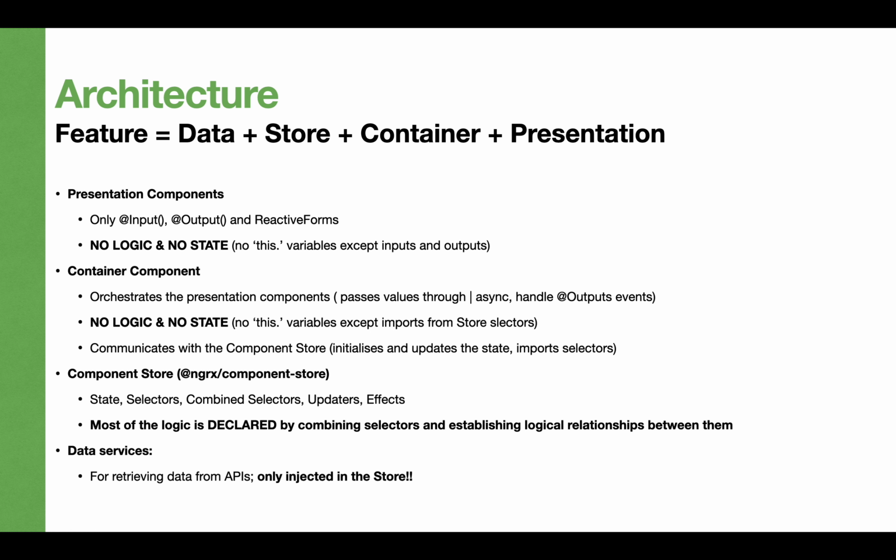What do you want to achieve following this approach? You want to achieve a specific architecture at the feature level, remember. We want to have, obviously, our data services, which are global injectable, probably singleton, that means. Then we're going to have a store for managing the state at the component level. We're going to have a container, and we're going to have a presentation layer. What does this mean? Let's start from the presentation.